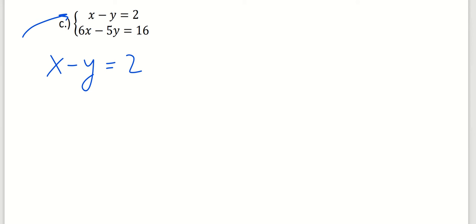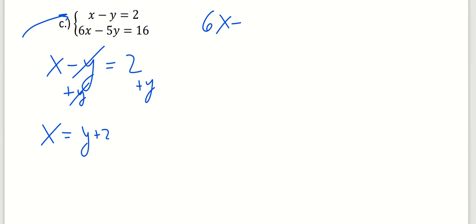I'm going to take the first equation. To get x by itself, I'm going to add y to both sides. This cancels, so we get x equals y plus 2 on that right-hand side. We're now going to turn our attention to the other equation.